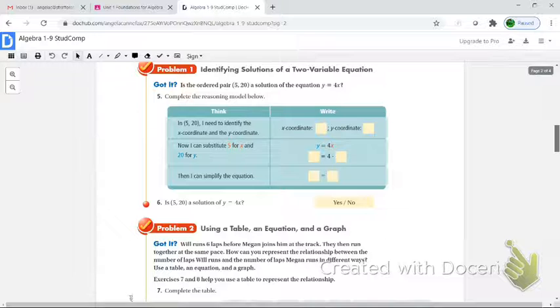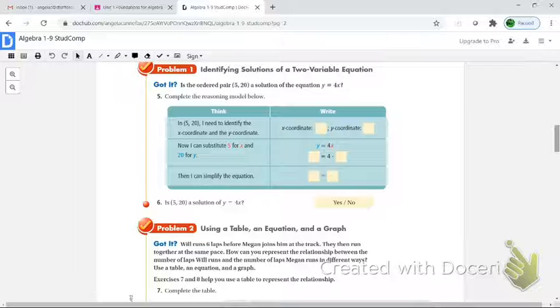Okay, it says identifying solutions of a 2-variable equation. And you all have encountered these before when you've done lines. I know you've done lines in middle school and as 8th graders and in pre-algebra. It says, is the ordered pair 5, 20 a solution of the equation y equals 4x? Complete the reasoning model below.